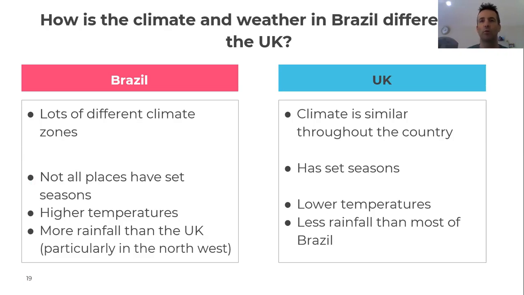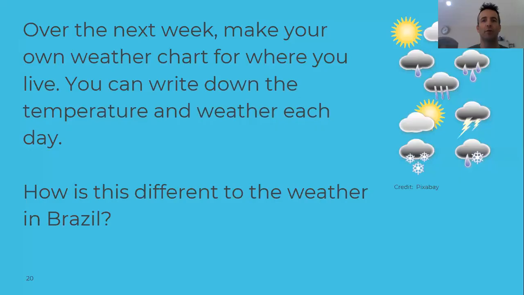Right, one more challenge for you to take away from our lesson today. So over the next week, could you make your own weather chart for where you live? So every day, can you write down the temperature? So how hot it is, and you can either find that online, or if somebody has a smartphone, they can often find it on there as well. So what's the temperature like each day?